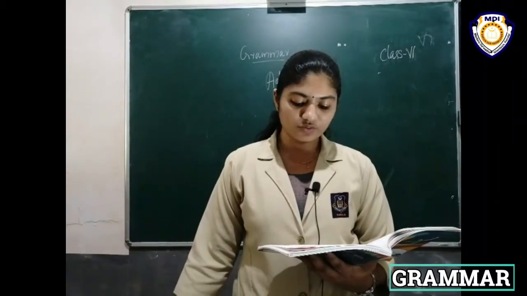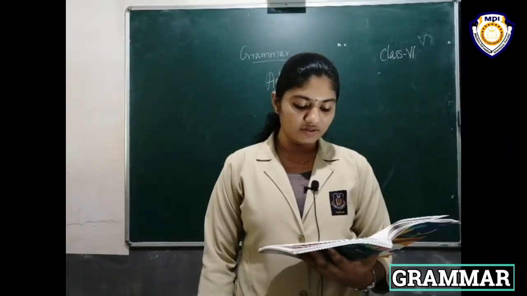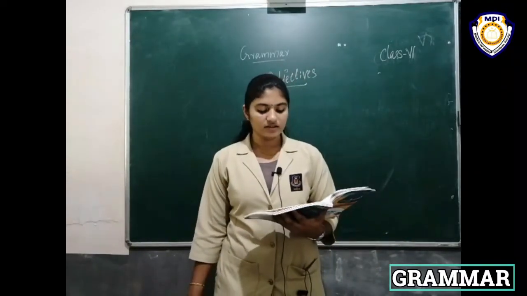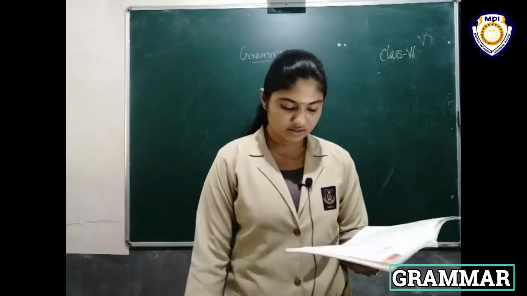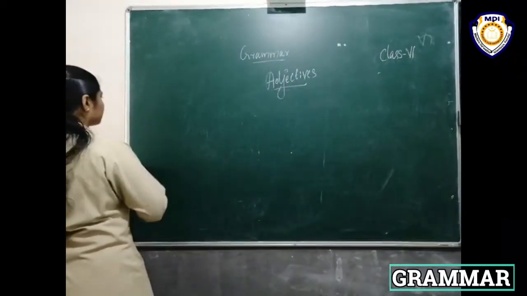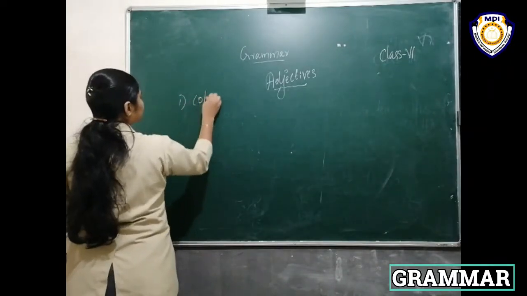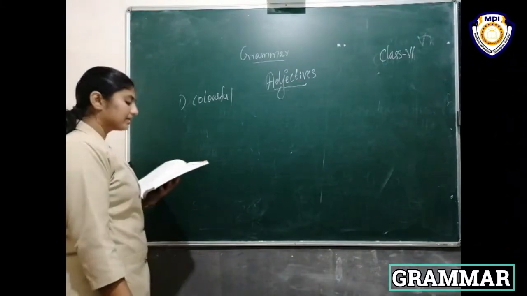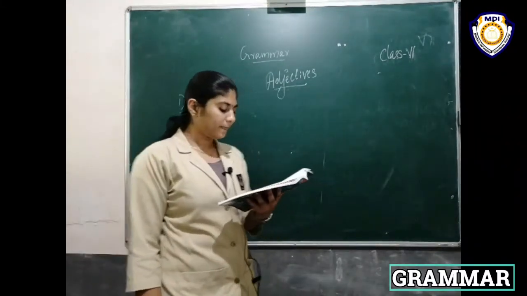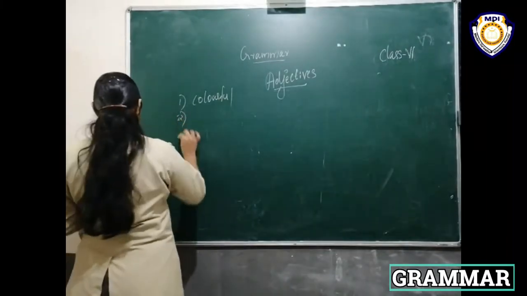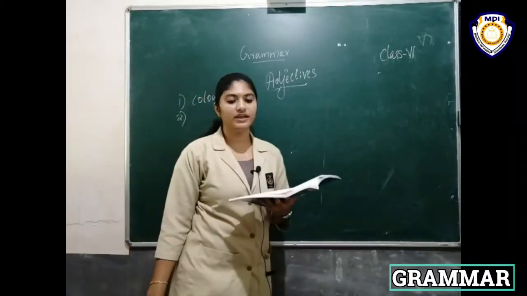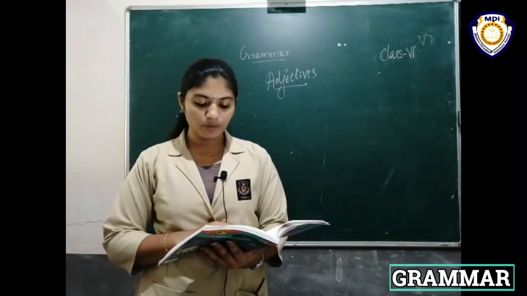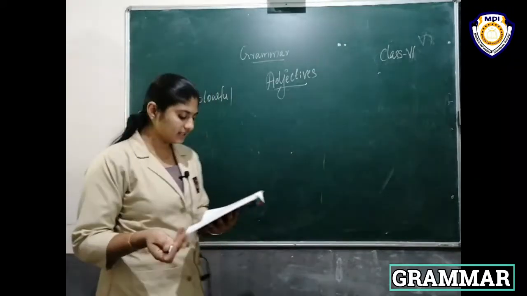Fill in the blanks with the correct words from the box. First one: the vendor had dash glass bangles. The vendor had colorful glass bangles. And the second one: Gopal told us a story. What is the answer here? Gopal told us an exciting story.